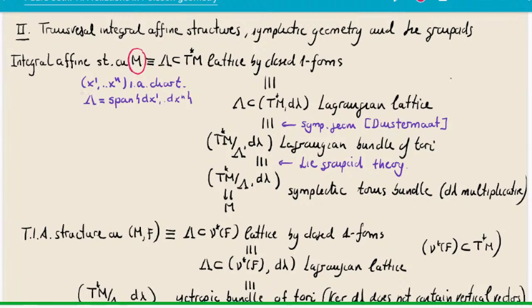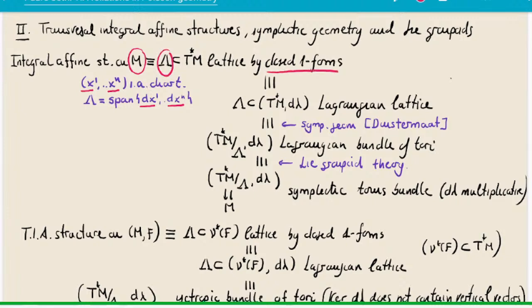You can take an integral affine chart and you can look at the corresponding one forms corresponding to the integral affine coordinates. These are exact one forms and they span a lattice. And if you want to get rid of coordinates and give a coordinate-free statement, what you can say is that this lattice is formed by closed one forms. So that's the exact equivalent of an integral affine structure.